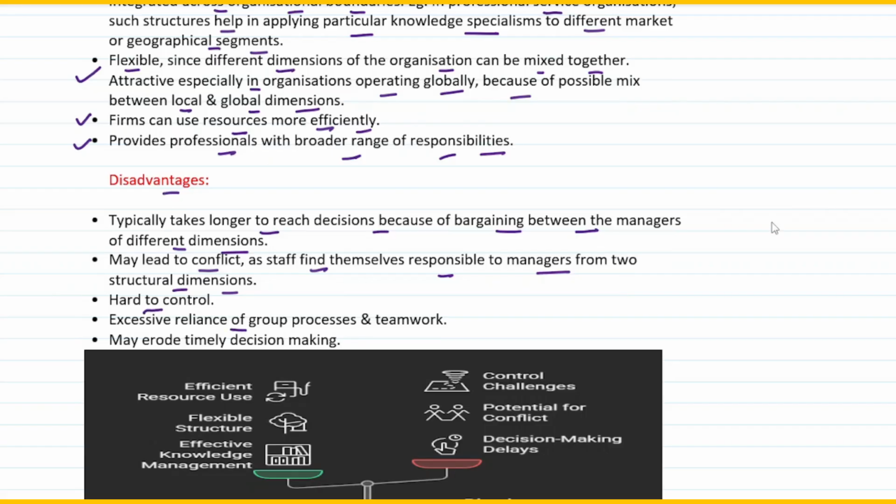Then excessive reliance on group processes and teamwork, right? Because they are working across, so there may be a lot of reliance on group processes and teamwork. So if there is some kind of lag in any of the processes or the teamwork, that can take a hit on the performance of the organization, and it may erode timely decision making, because you need to obtain various consent from different dimensions that can basically delay the decision making process. So that's what it talks about, right?